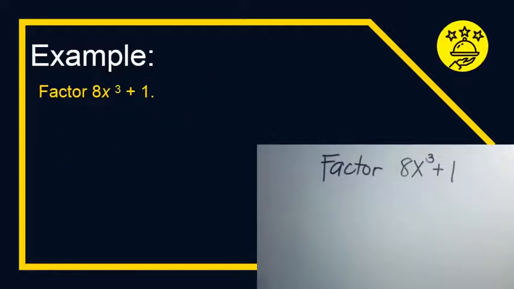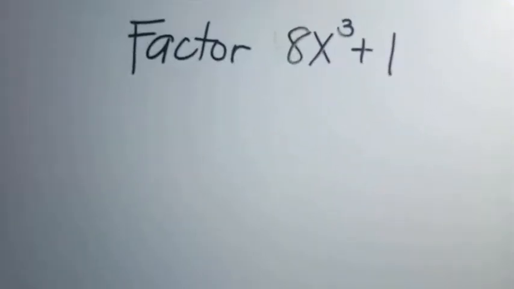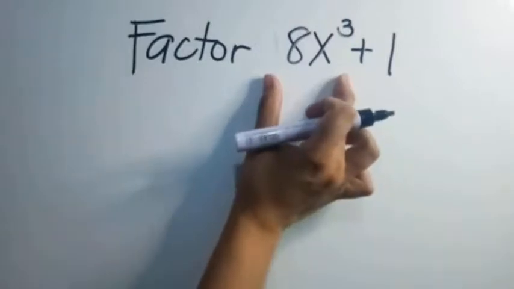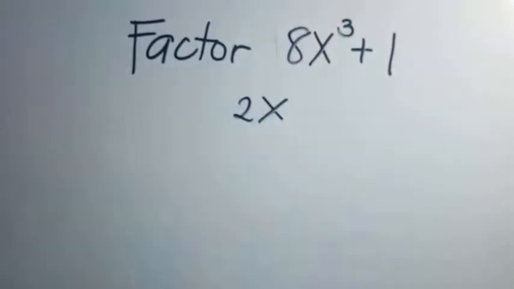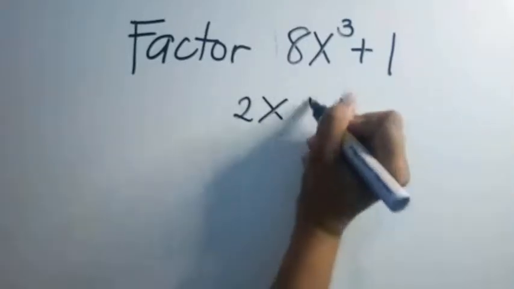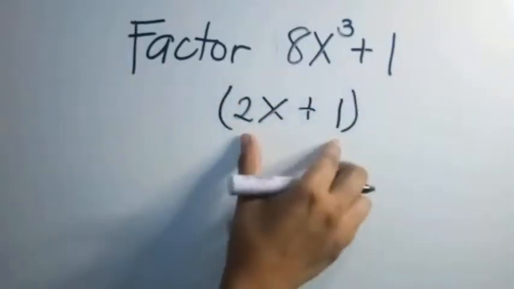So let us try to factor 8x cubed plus 1. To get the binomial factor, we're going to get the cube root of the first term and second term, then copy the sign. So what is the cube root of 8x cubed? We have 2x. Then the cube root of 1 is still 1. Then copy the sign. So this will be the binomial factor.